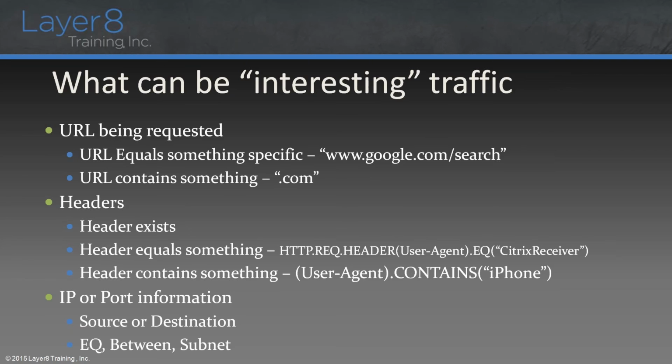Okay. Also, I went in and threw a little information about layers 3 and layer 4. So I could go after IP addresses. I could go after ports. And so I could go in and say I'm looking for an IP address that is specific or is between a range or is in a subnet. And so there's a couple of different things that I can do to be able to put this in place and say that's interesting traffic. Okay?